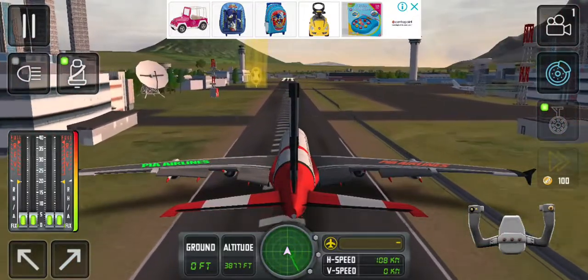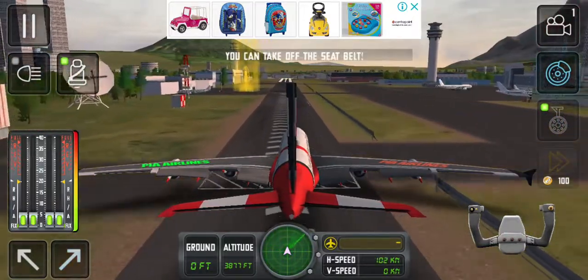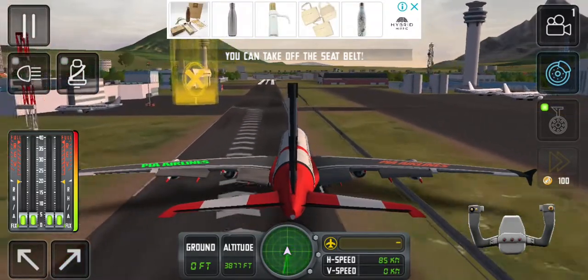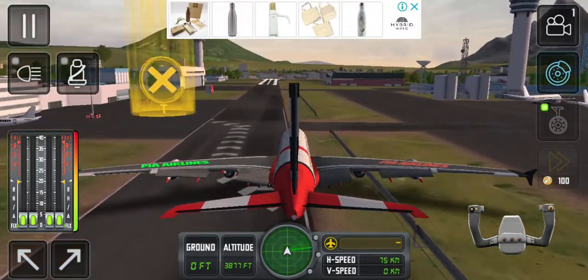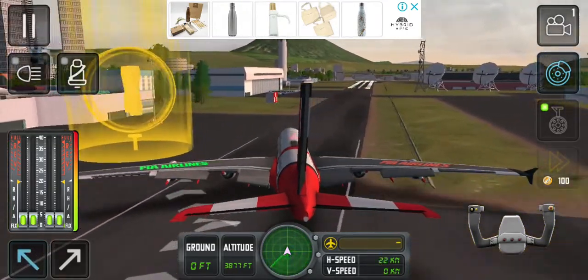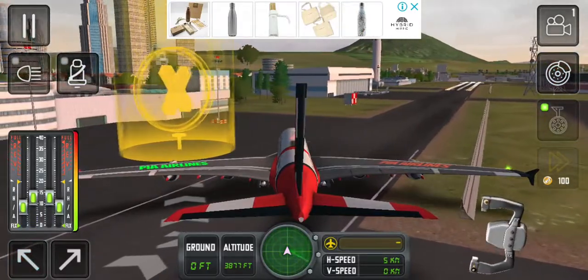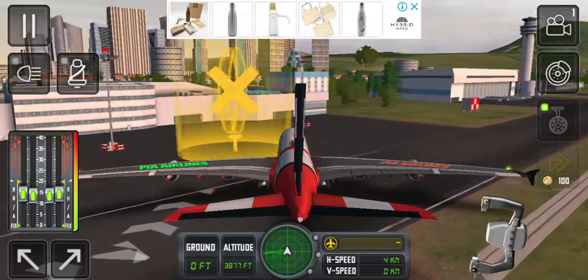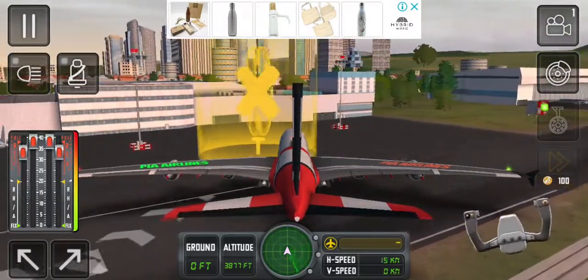Now this is Pakistan International 830, and I've landed, and please tell me runway and I need clearance for taxi. Tower, this is Pakistan International, you are clear for taxiway and at Alpha 9. Okay sir, I'm clear for taxiway.